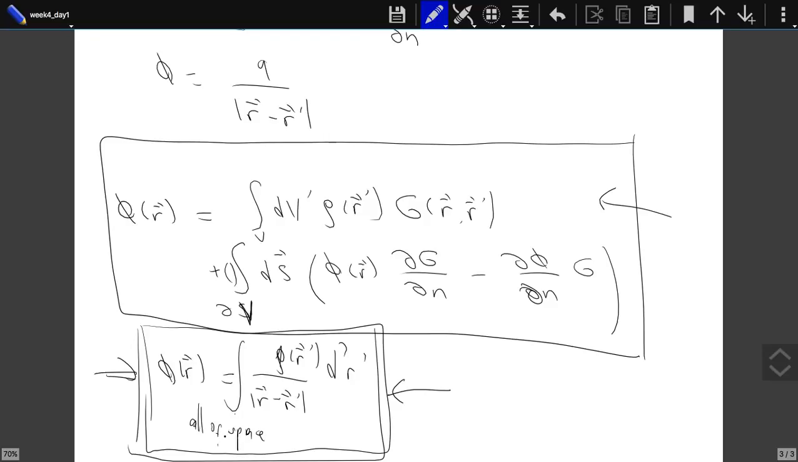Yes? In the first expression, we have two arbitrary scalar fields, phi and G, and we don't know if they are equal or not. Well, we definitely know that they are different, except in special cases. Yeah, that's why we can do the same thing.